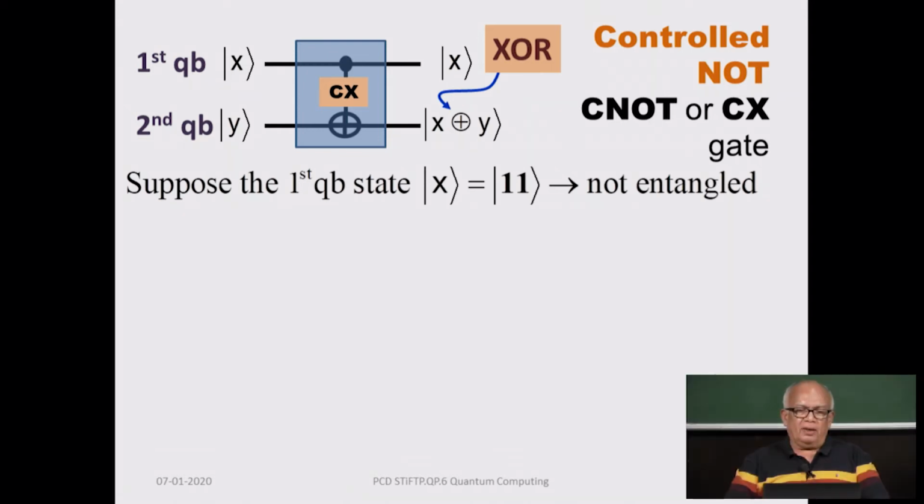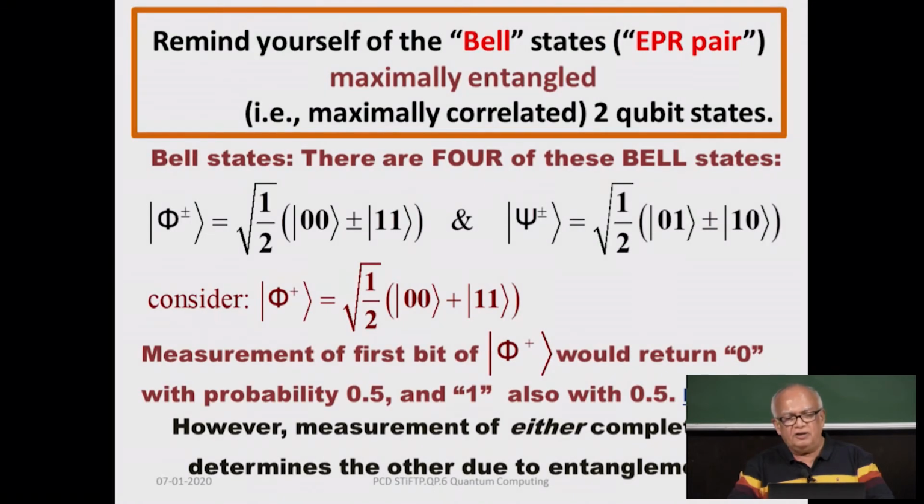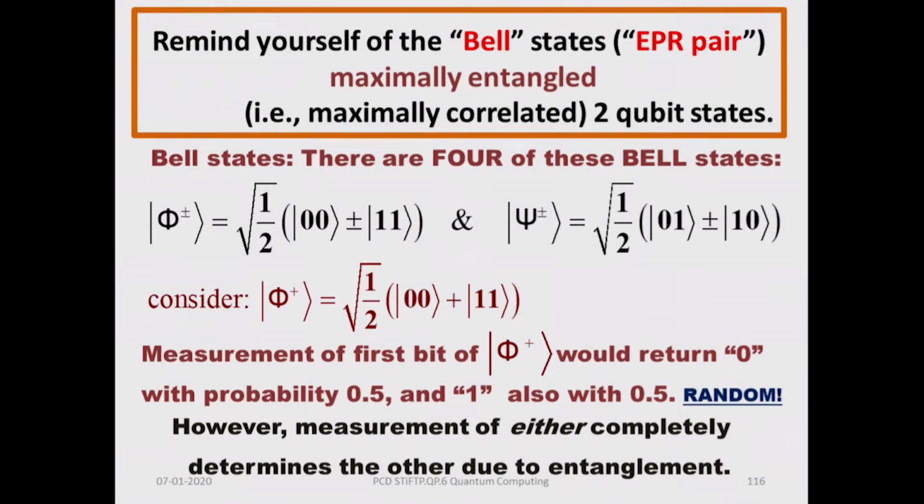So, let us begin with a state which is 11. This is not an entangled state. There are only 4 entangled states, 4 Bell states, in 2 qubits. We have seen what they are. They are here, the phi plus and minus and the psi plus and minus, right. So anything else is not entangled.